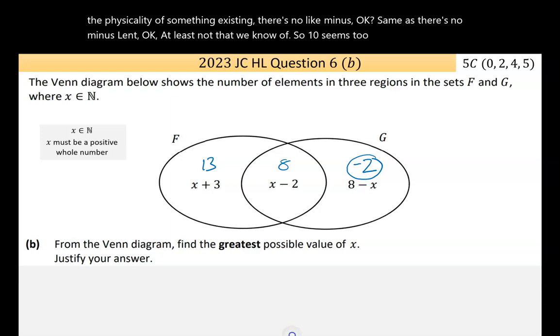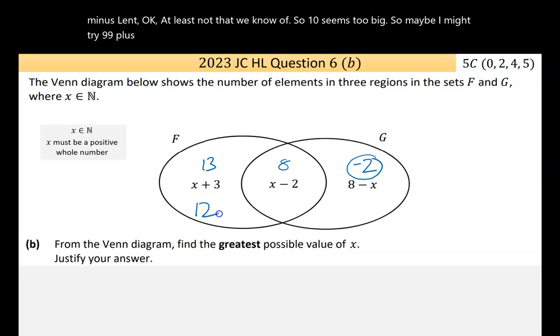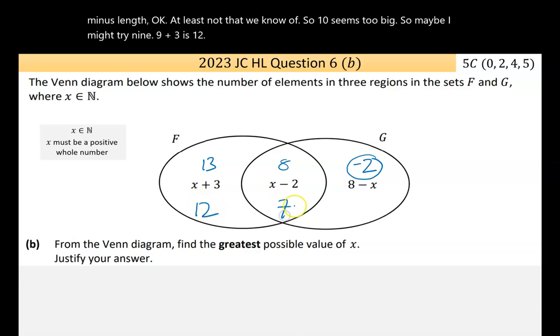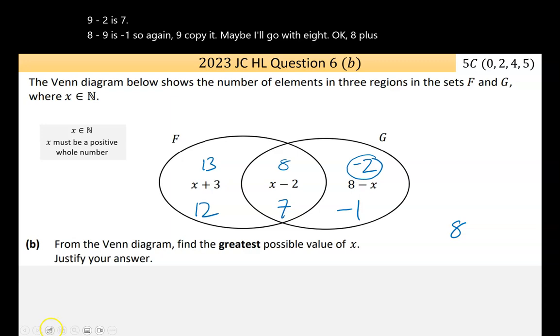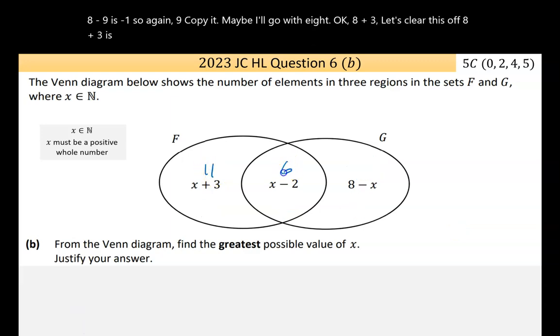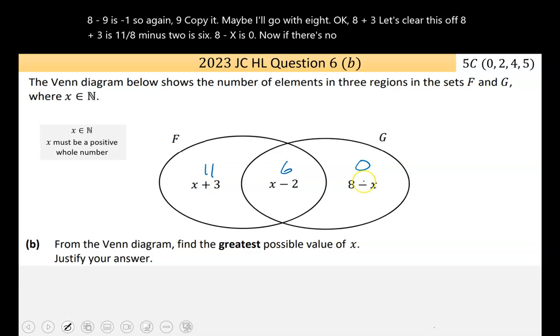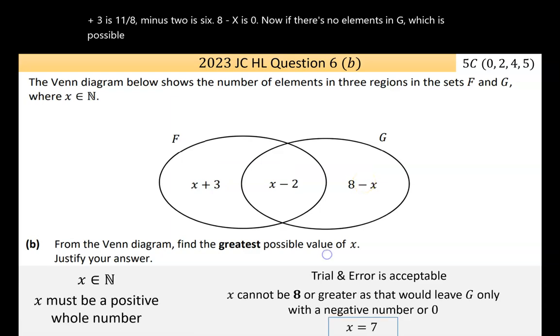So maybe I might try 9. 9 plus 3 is 12. 9 minus 2 is 7. 8 minus 9 is minus 1. So again, 9 can't be it. So maybe I'll go with 8. 8 plus 3, let's clear this off. 8 plus 3 is 11. 8 minus 2 is 6. 8 minus x is 0. Now, if there's no elements in G, which is possible, is that the answer?